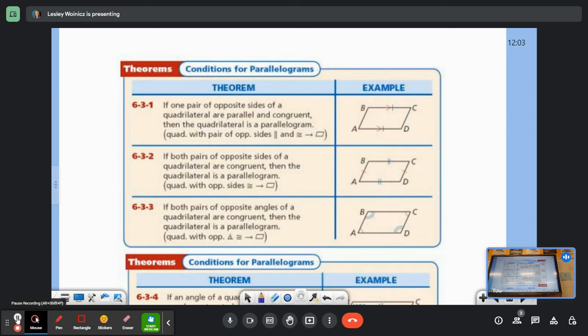Another condition for parallelograms is that if I have both pairs of opposite sides congruent, then I have a parallelogram. So these two are congruent, those two are congruent, it's a parallelogram. I don't have to also know that they're parallel. Does that make sense? Yes. Okay, perfect. If both pairs of opposite angles of a quadrilateral are congruent, then we have a parallelogram.